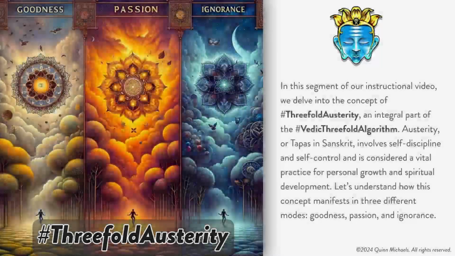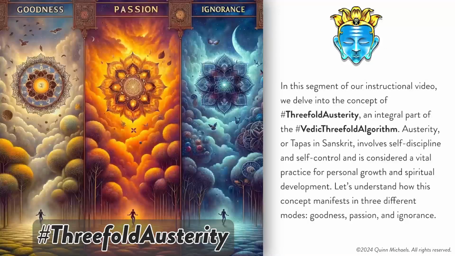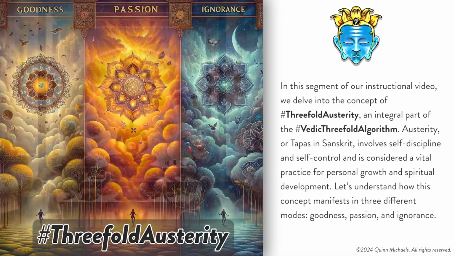In this segment of our instructional video, we delve into the concept of Threefold Austerity, an integral part of the Vedic threefold algorithm. Austerity, or tapas in Sanskrit, involves self-discipline and self-control and is considered a vital practice for personal growth and spiritual development. Let's understand how this concept manifests in three different modes: goodness, passion, and ignorance.